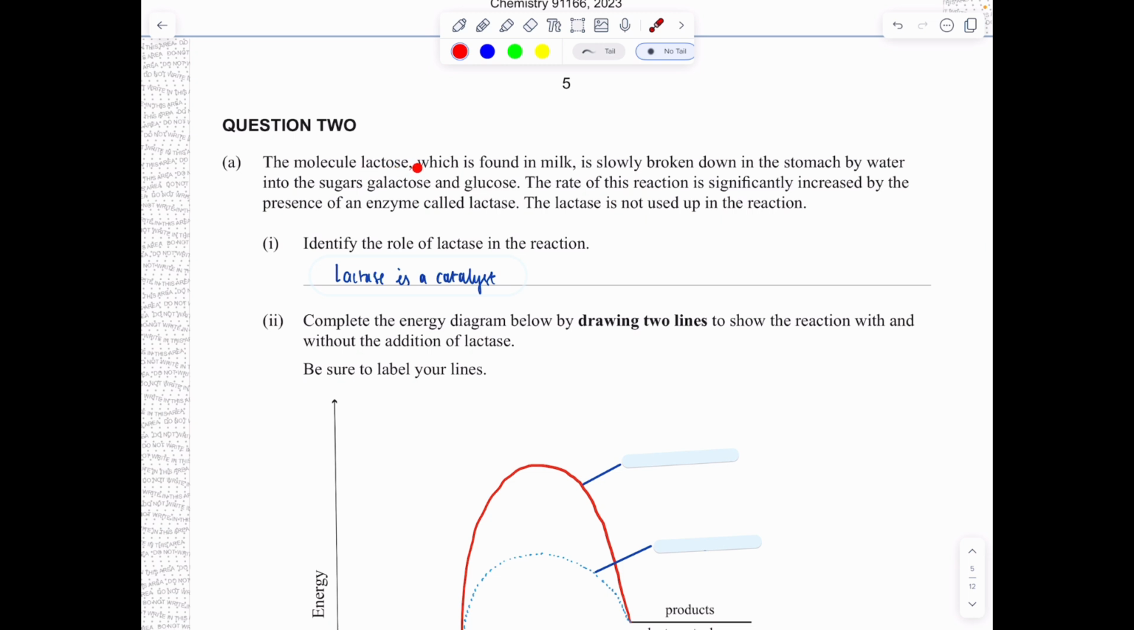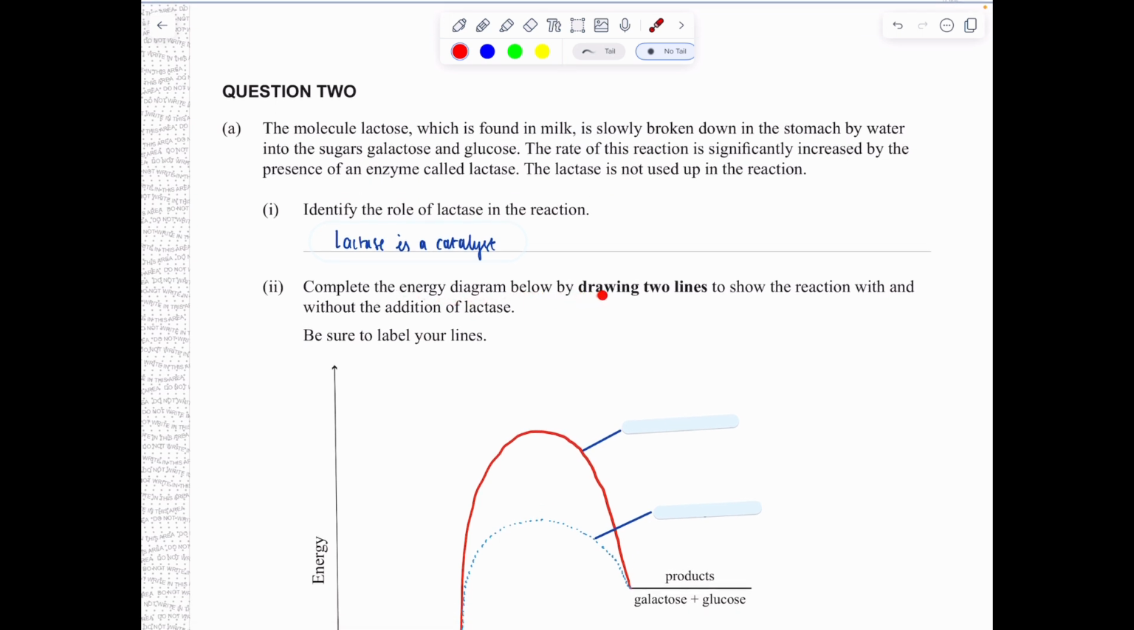The molecule lactose, which is found in milk, is slowly broken down in the stomach by water into sugars, galactose and glucose. The rate of this reaction is significantly increased by the presence of an enzyme called lactase. The lactase is not used up in the reaction. So whenever something is not used up in the reaction, you can be very sure that it's going to be a catalyst, okay? So lactase is a catalyst.